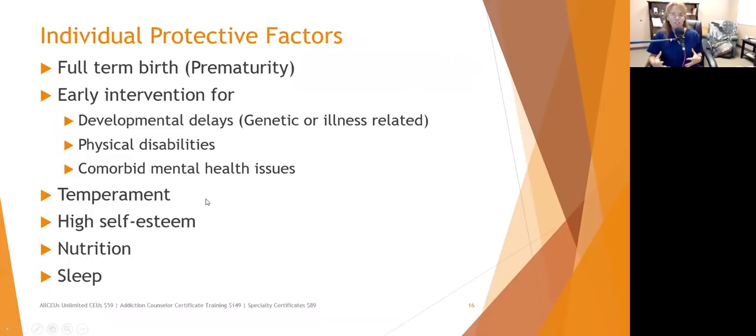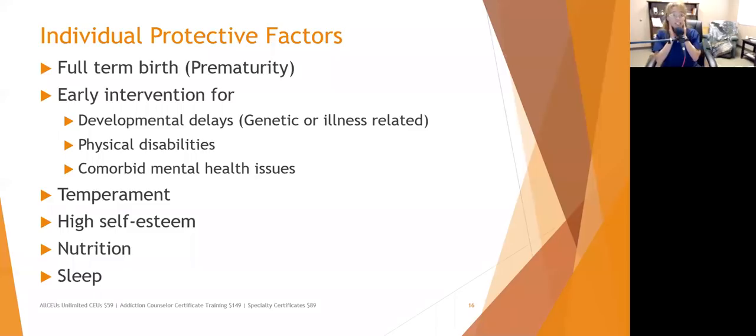For individuals, we want to look at what things may contribute. Well, you can't really control whether you were a full term or a premature birth. That just happened. But that is one of those individual characteristics. If a child is born premature, all of the stuff didn't finish linking up before they were born. And the more premature they are, the more likely they are to have difficulties, which can lead to developmental delays. So it's important that this person receives early intervention for developmental delays, which may be genetic because of Down syndrome or something else, or illness related.